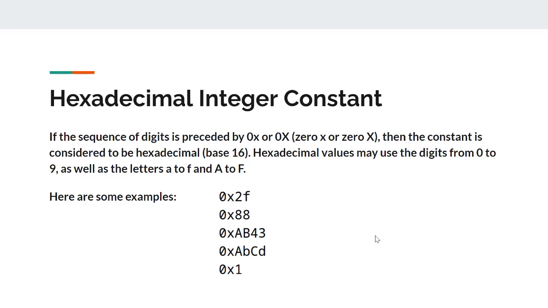Now hexadecimal integer constants are represented like 0x and then the number. 0x is used to represent hexadecimal, and the x may be small or capital. Hexadecimal values may start from 0 also, and contain the digits 0 to 9 as well as the letters A to F. Examples of numbers we can write are 2F88, AB43, ABCD, like this.